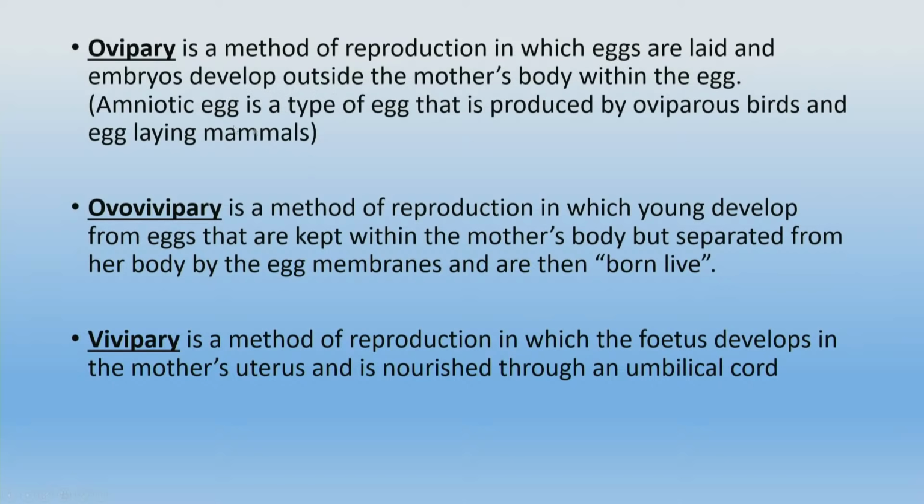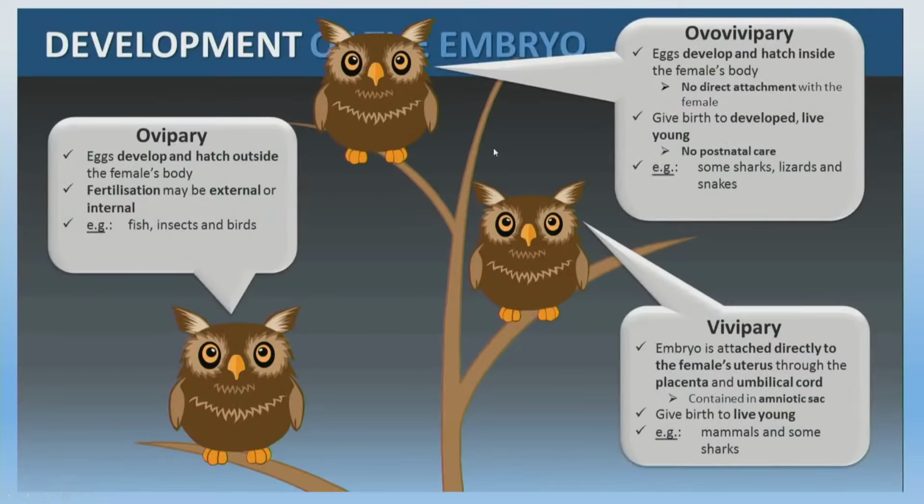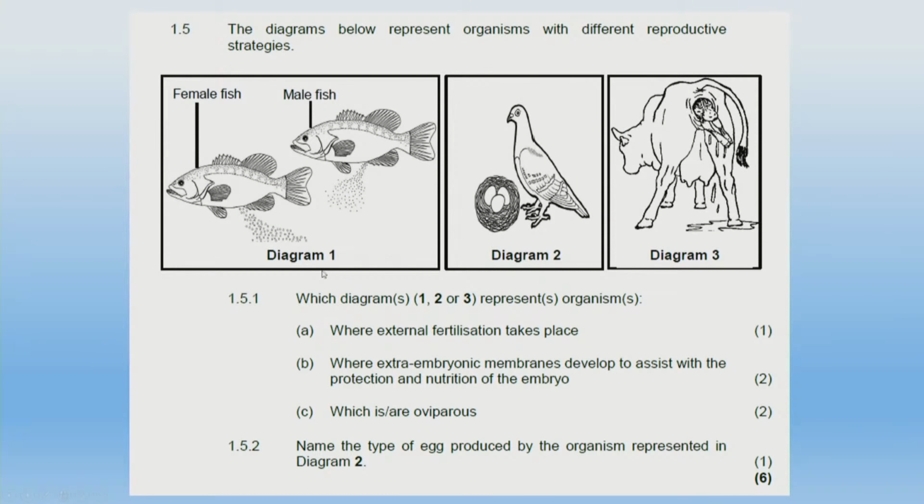An example of this is an amniotic egg. Even if you look at diagram number 1, eggs will be laid, and diagram number 2, both the diagrams, they represent what? Oviparous. And then question 1.5.2, name the type of egg produced by the organism represented in diagram number 2. It is out of 1 mark. The answer for this question will be the amniotic egg.